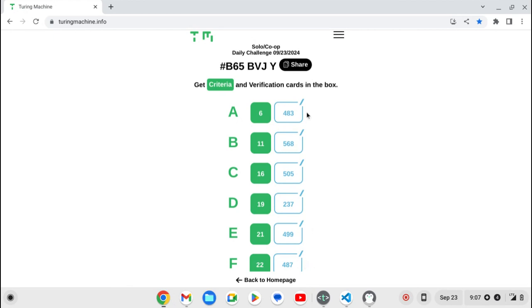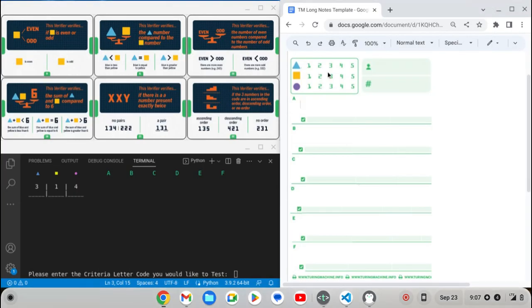And the puzzle uses the blue verification cards. The code above is your way to get more information on today's puzzle by searching the code on turingmachine.info. Let's go solve. So in the grid above, we've got our 6 criteria cards.